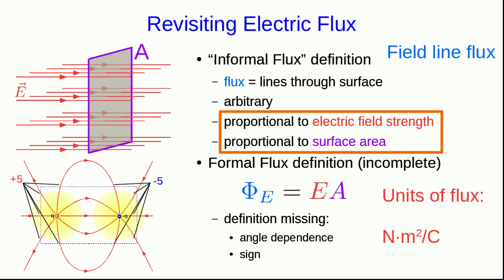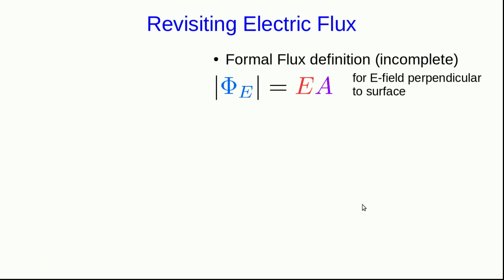However, we can already state what the units of flux must be. If we're working in SI units, then this E field is in newtons per coulomb, and this area will be in meters squared, and so the units of flux must be Newton meters squared per coulomb. So let's develop our formal flux definition further. So far, if we ignore sign, then it's good enough as long as the E field is perpendicular to the surface, so that there's no angle dependence that we have to worry about.